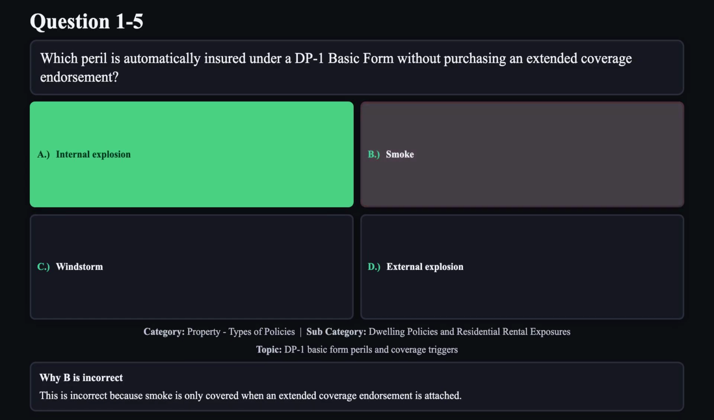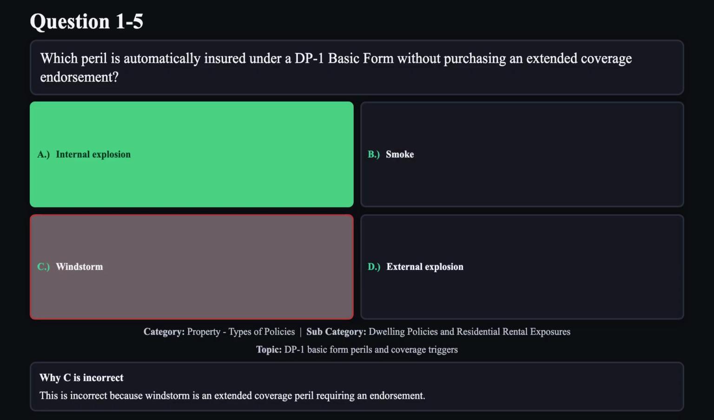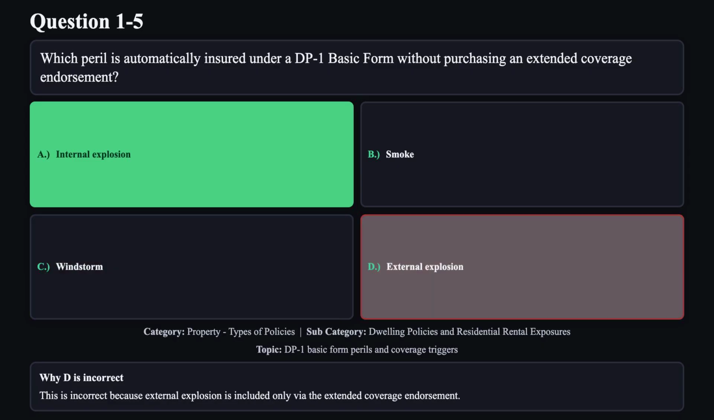Reason B is not correct. This is incorrect because smoke is only covered when an extended coverage endorsement is attached. Reason C is not correct. This is incorrect because windstorm is an extended coverage peril requiring an endorsement. Reason D is not correct. This is incorrect because external explosion is included only via the extended coverage endorsement.